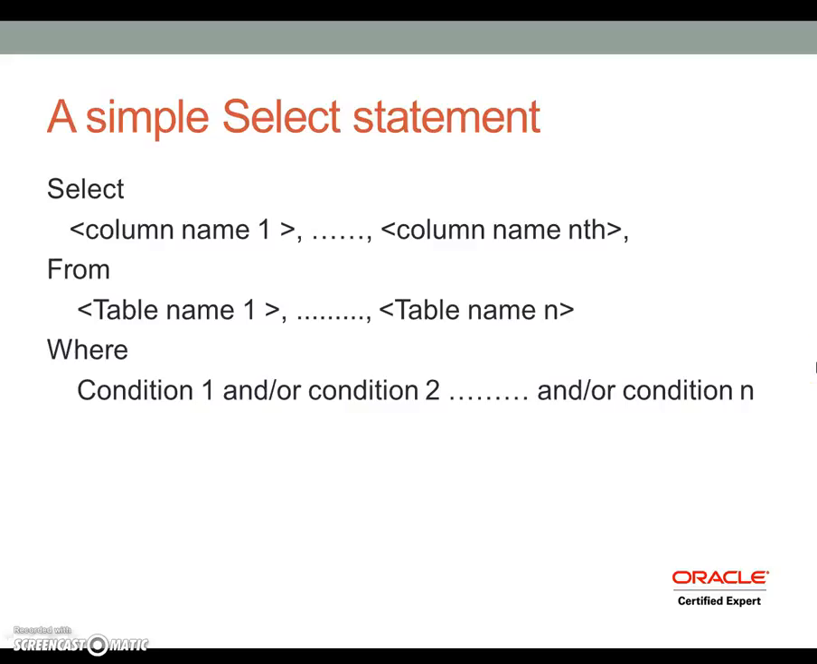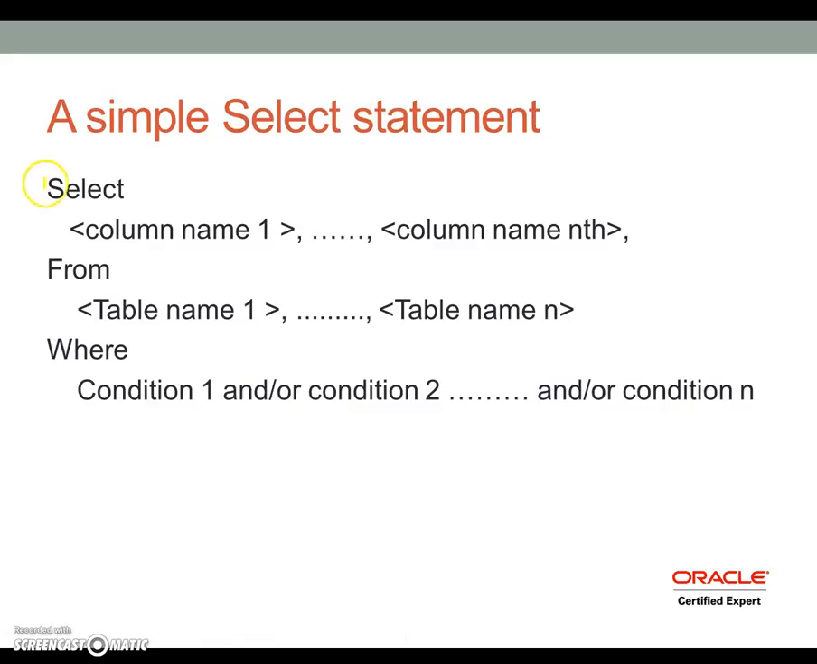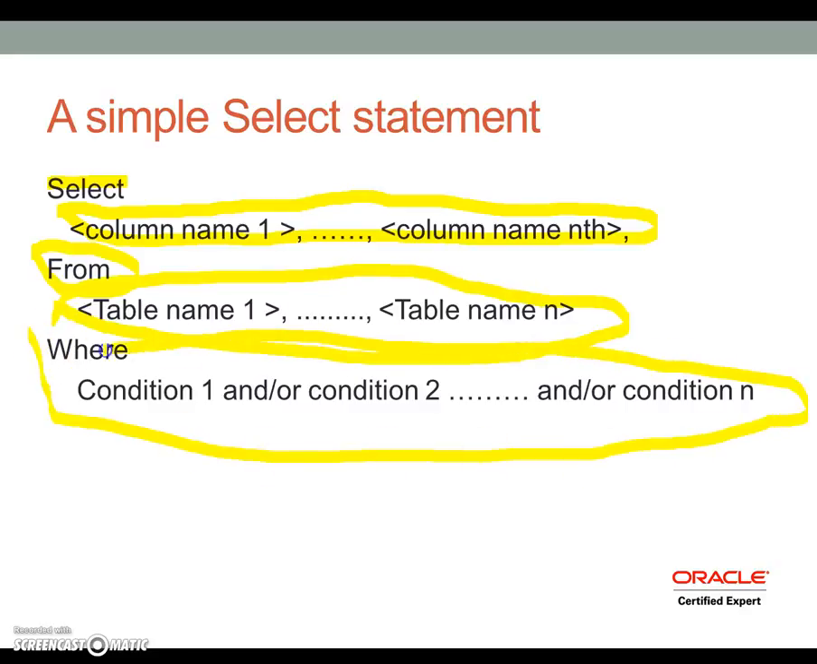And the select statement has a couple of different sections. First of all, the select, then followed by column names, which indicate the columns that you want to get from the database. From, this is a term. What table do you want? Which table do you want the information from? And what is the condition? Where, and the condition.